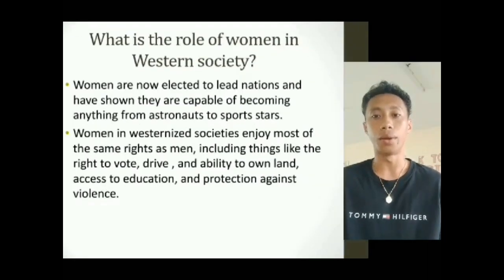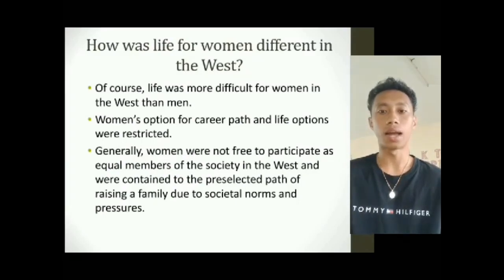What is the role of women in Western society? Women are now elected to lead nations and have shown they are capable of being anything from astronauts to sports stars. Women in westernized society enjoy most of the same rights as men, including things like the right to vote, drive, ability to own land, access to education, and protection against violence. How was life for women different in the West?